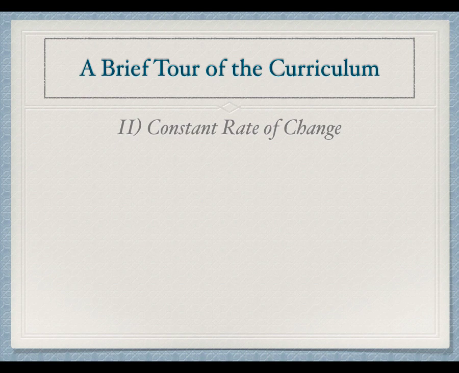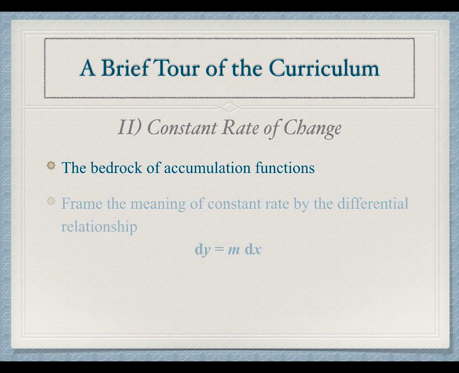Okay, and so then the next thing we do is we really work on constant rate of change. Constant rate of change is the bedrock of accumulation functions. This is the underlying principle, so we really work on this hard with them for a week or two. And we're going to frame the meaning of constant rate of change by this differential relationship, that dy equals m dx. So what does the constant rate of change m mean? We frame that with dy equals m dx.